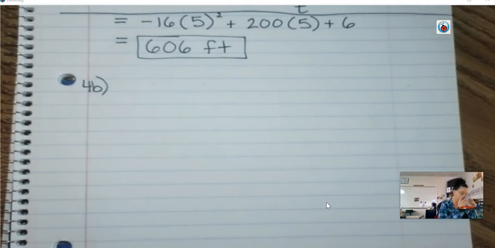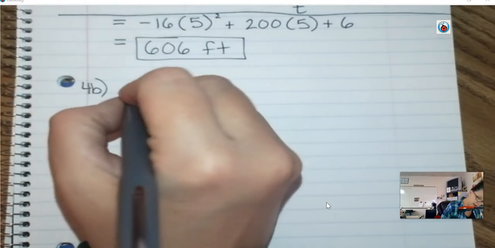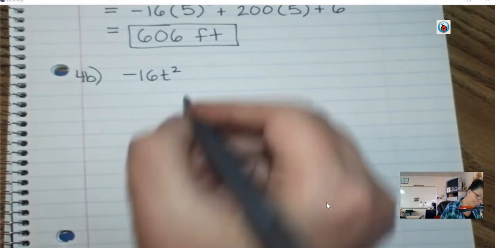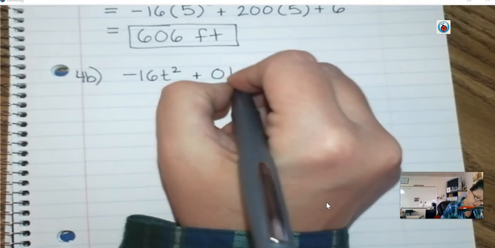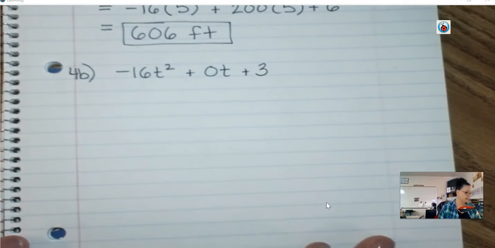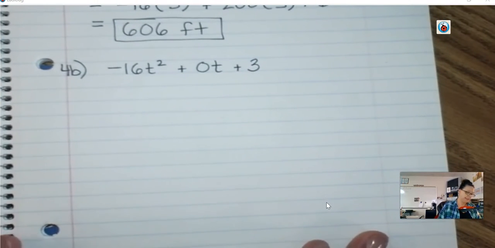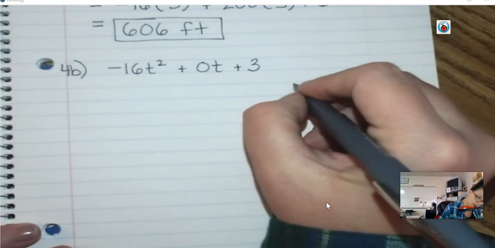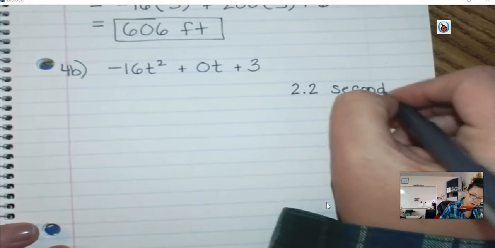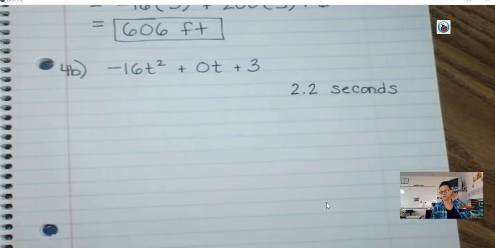Okay, so they gave us the equation for the well. It is negative 16t squared plus 0t plus 3. T is seconds, and it asks, the stopwatch went off at 2.2 seconds is when the ball dropped and hit the bottom of the well. So I want to know how deep the well is.